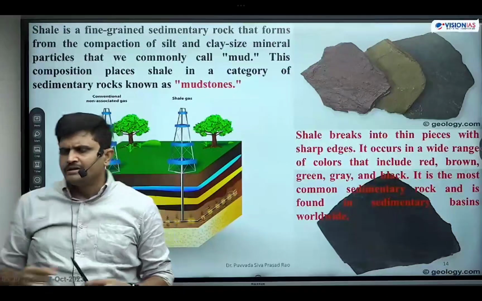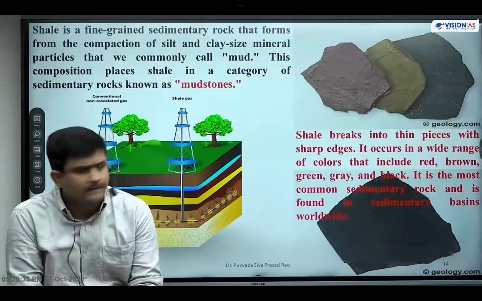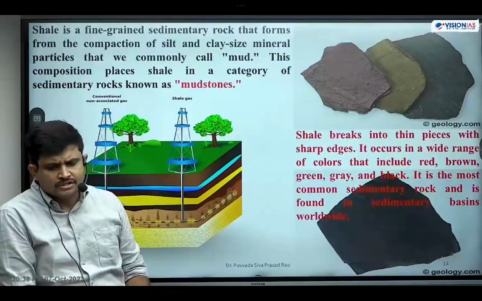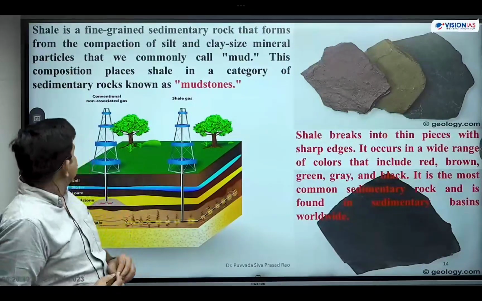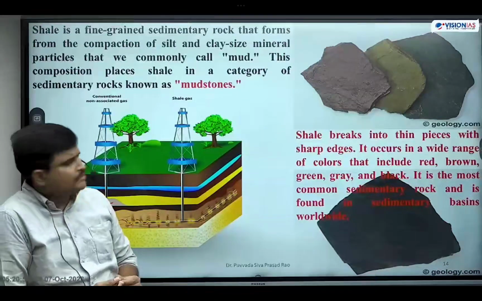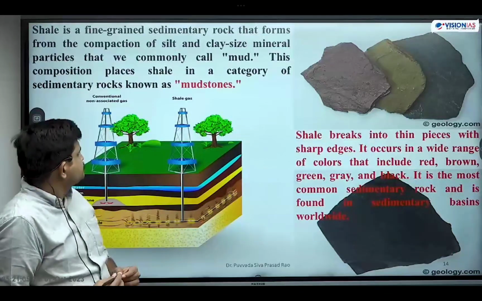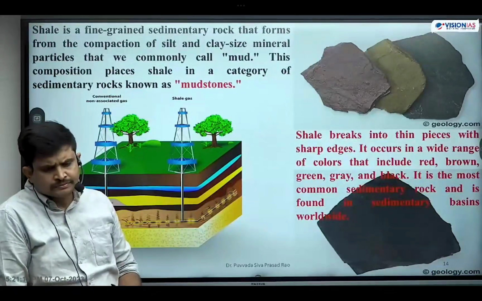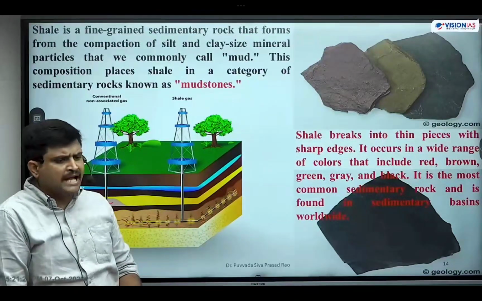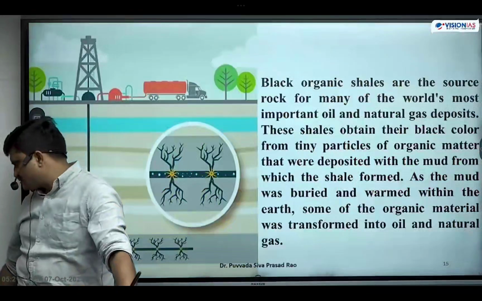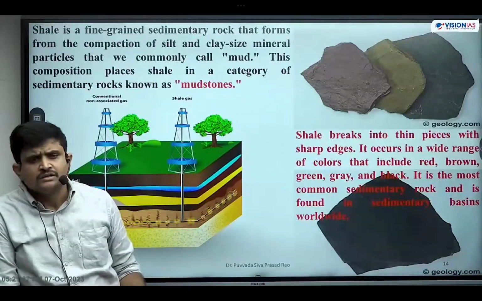Okay, that is regarding shale gas. Take it in, do you know? Shale is a fine grained sedimentary rock made up of clay, silt, and mud particles. It exists in different colors. But black shale is the richest source of gas and crude oil.